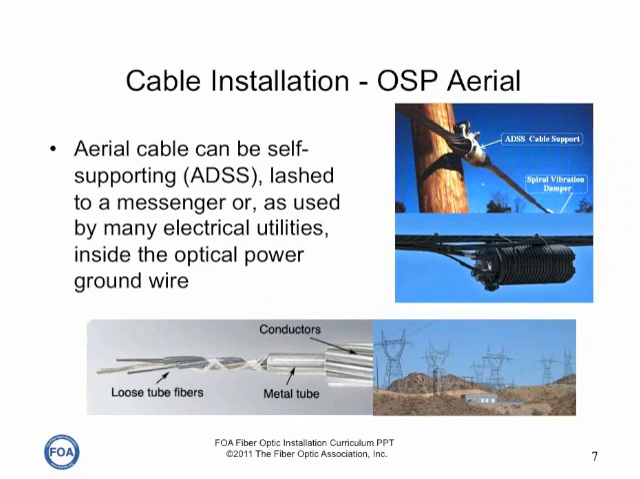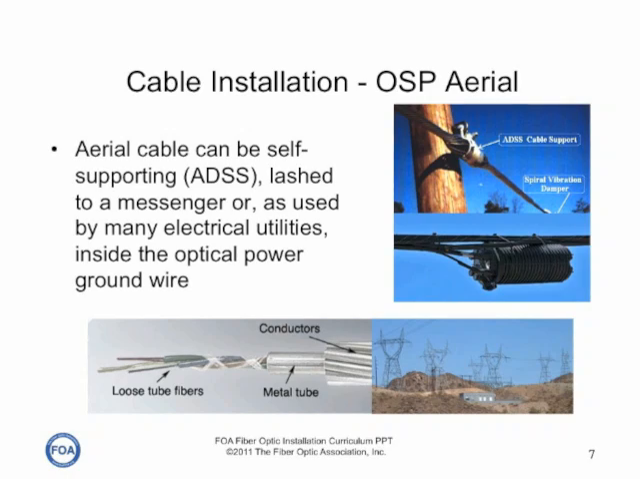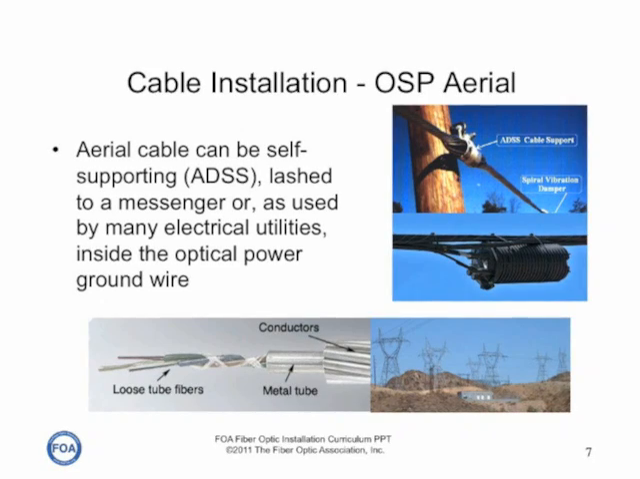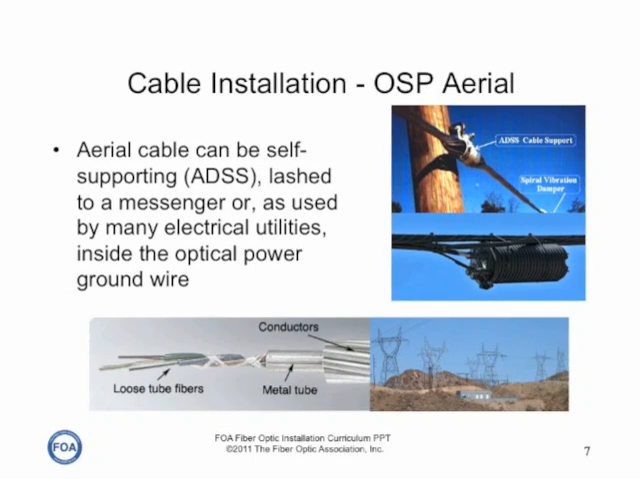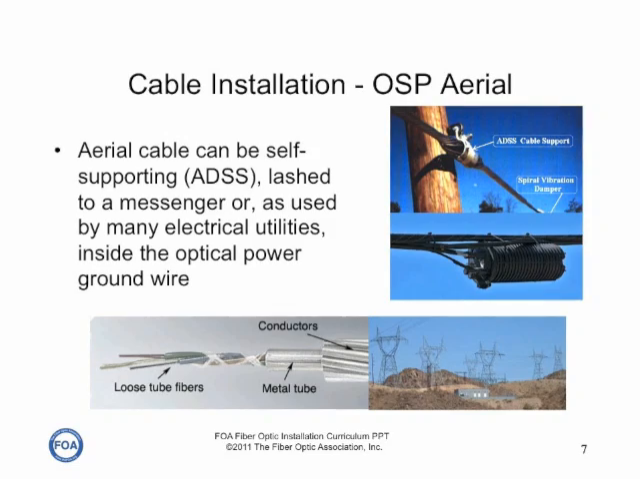Lots of fiber optic cables are installed aerially. They can be all dielectric self-supporting cables. They can be cables that are lashed to messengers or other cables. Or, as done by the utilities, it can actually be fiber optic cable inside of optical power ground wire, a conductor used for high voltage transmission. Each of these requires special mounting techniques that need to be understood well before attempting an installation.